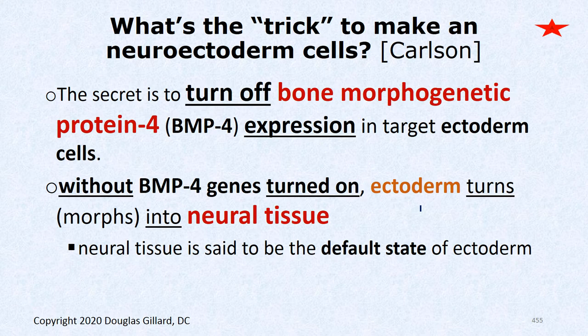Without BMP4, the ectoderm morphs into its default state, which is neural tissue. All the other cells of the ectoderm have expressed BMP4, so if you want to make neural tissue, you need to turn it off. Neural tissue is said to be the default state of ectoderm.